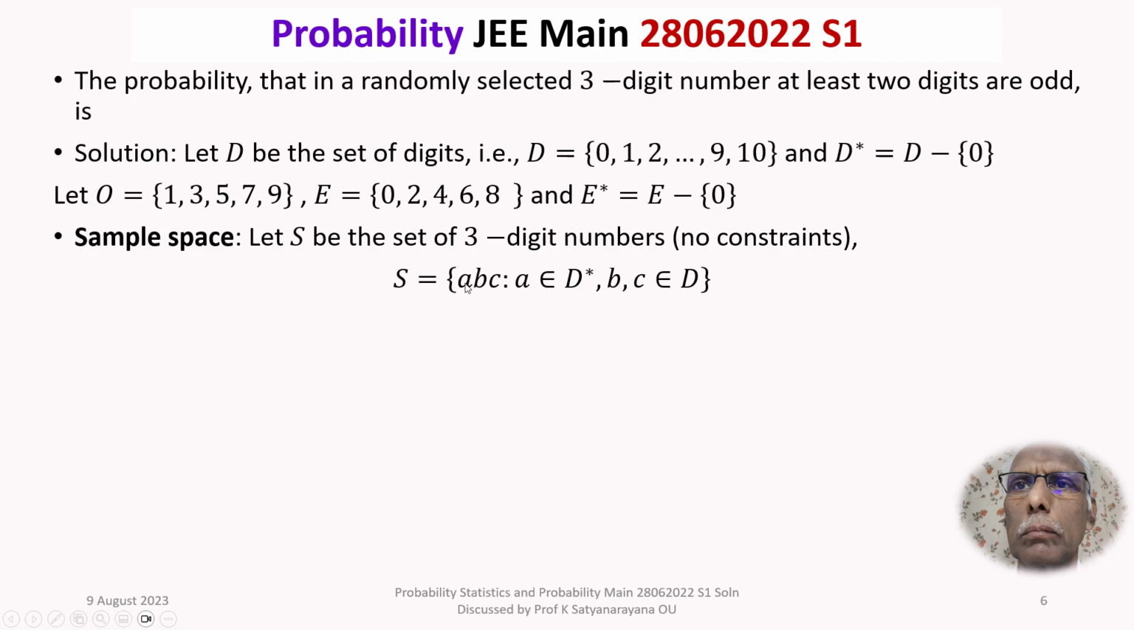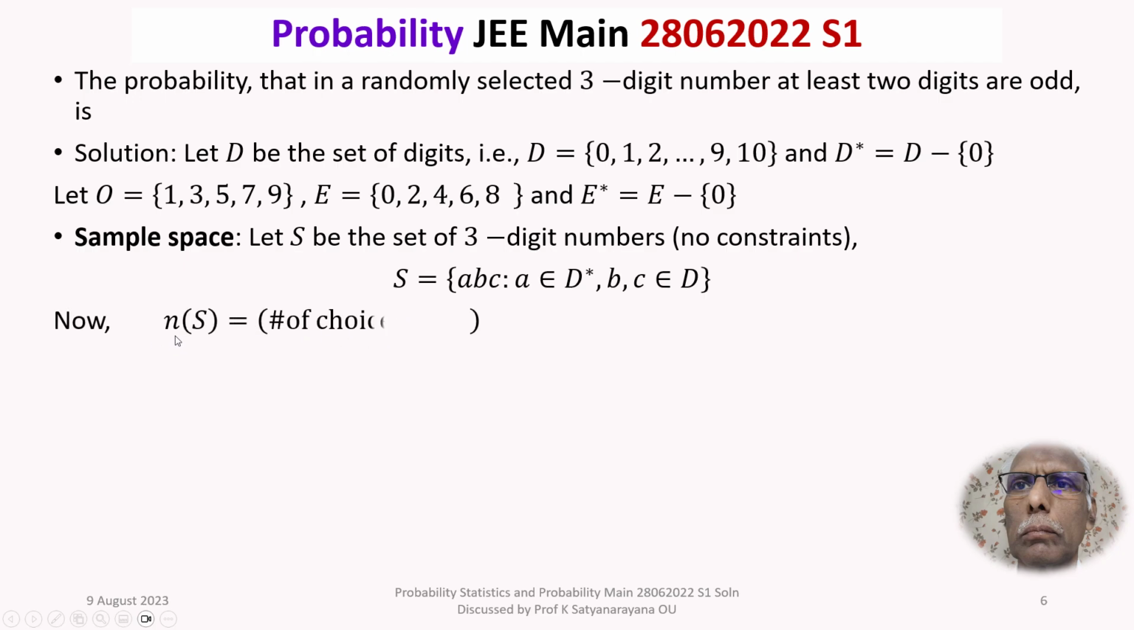Why? Because you cannot have a 0 in the hundreds place, that is in the place of A, to get a 3-digit number. Therefore, the hundreds digit must be non-zero. So A belongs to D star. B and C can be any digit, B and C belong to D. Now we ask the question, how many such 3-digit numbers are there? That means, what is the order of S?